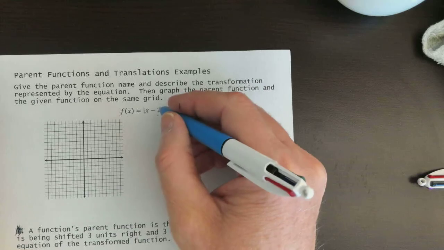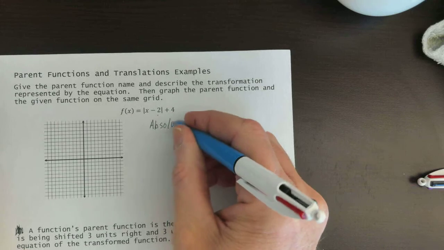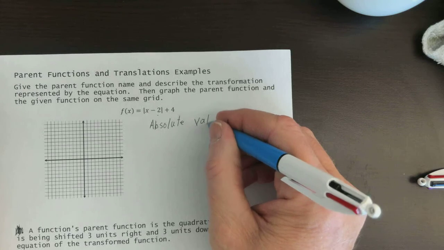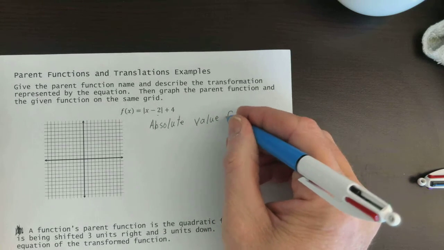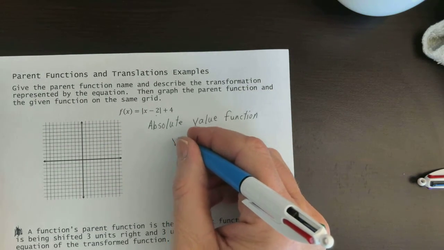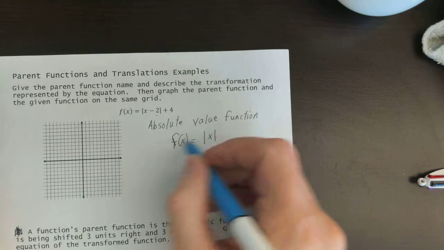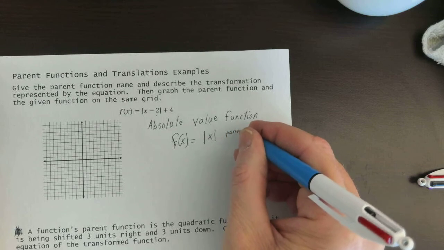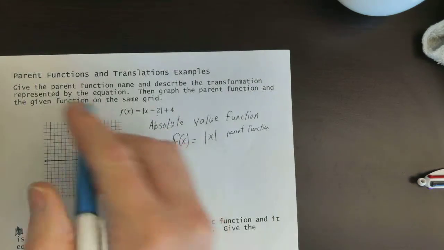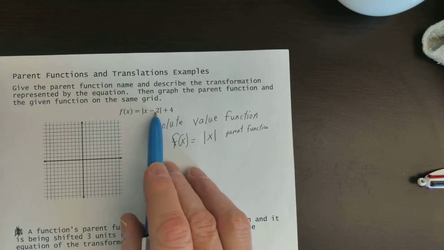So these are absolute value bars. So this is an absolute value function. And the absolute value function is, I'll use f of x, f of x equals the absolute value of x. This is the parent function for absolute value. And then this is being transformed, it's being translated.